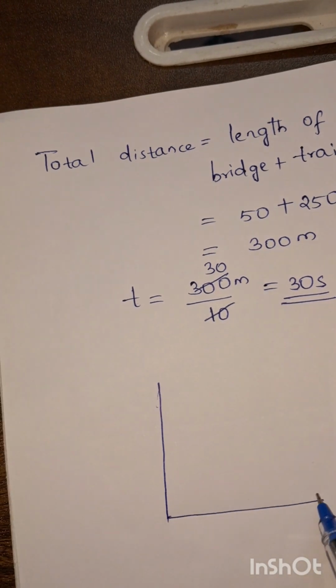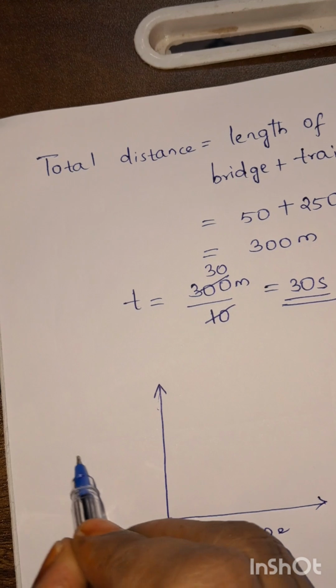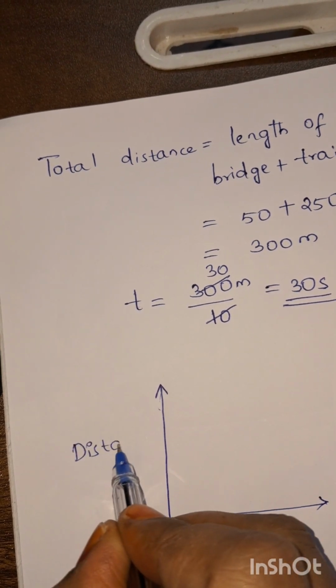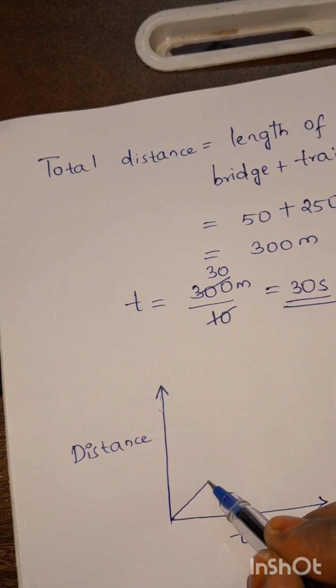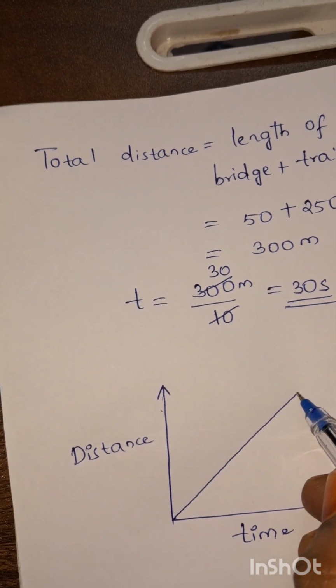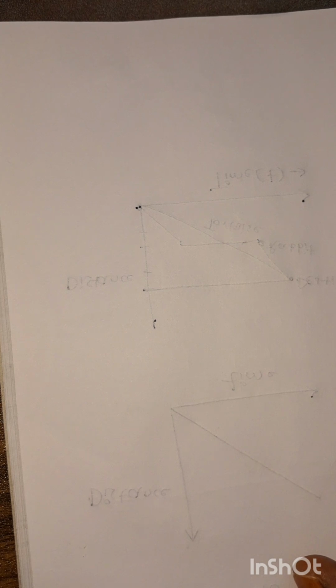So on the x-axis, we always represent time. On the y-axis, we represent distance in the distance-time graph. If they are moving with a certain speed continuously towards the aim, then the diagram will look like this.